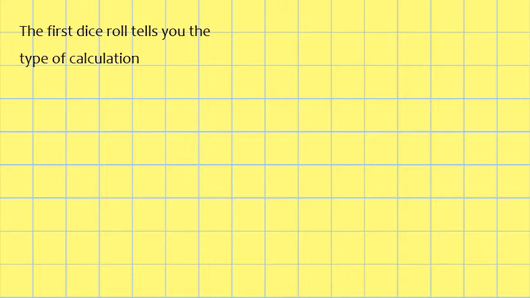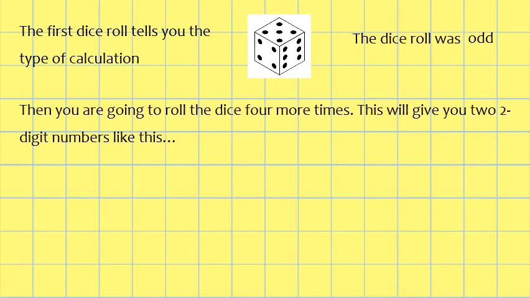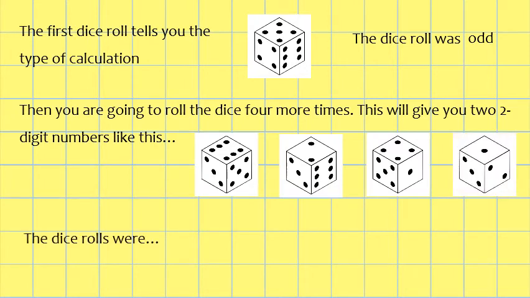The first dice roll tells you the type of calculation. The dice roll was odd. Then you are going to roll the dice 4 more times. This will give you 2 two-digit numbers like this. The dice rolls were 6, 2, 4, 1.